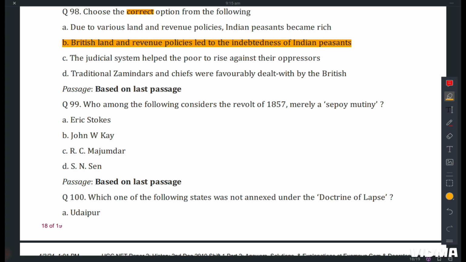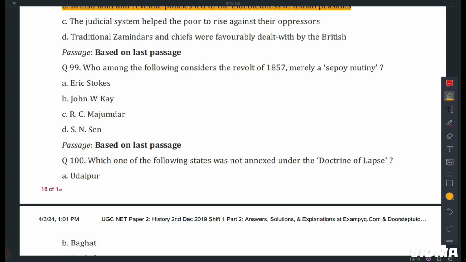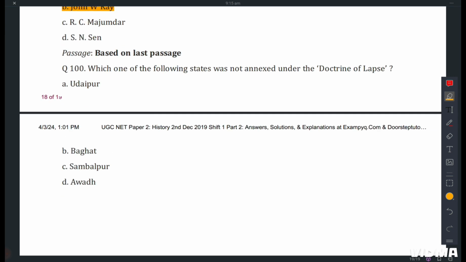Who? The Indian peasants. Question number 99. Who among the following considered the revolt of 1857 as merely a sepoy mutiny? John W. Kaye. Okay, it is also given in the passage. We will move ahead.